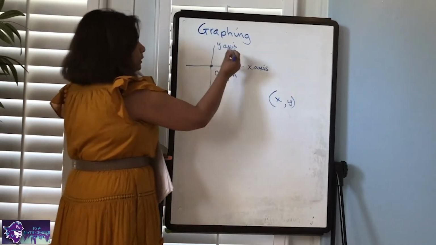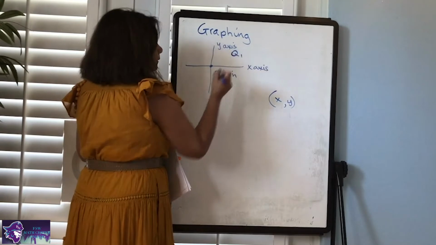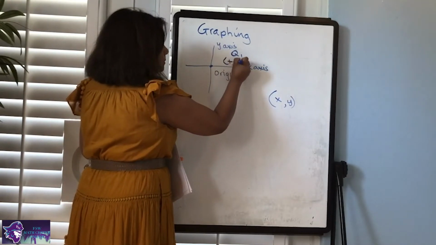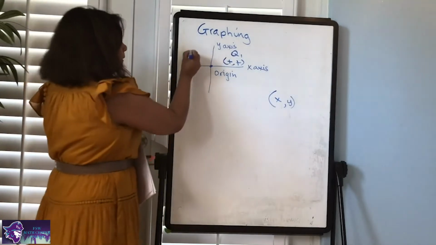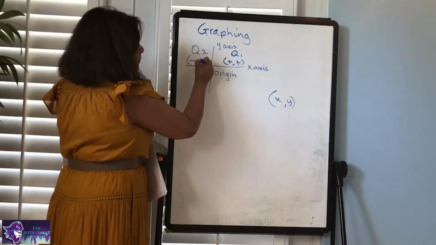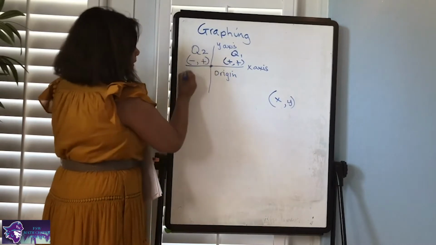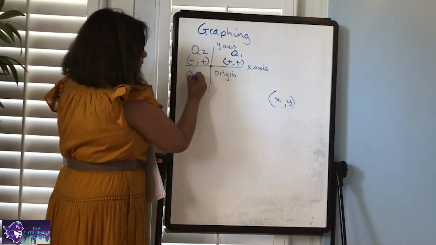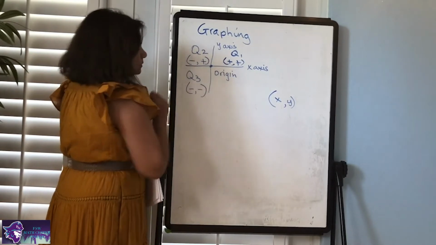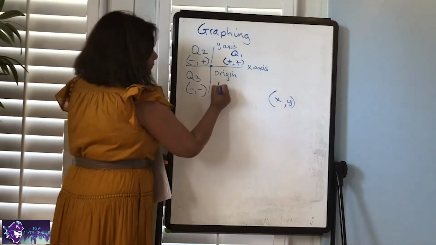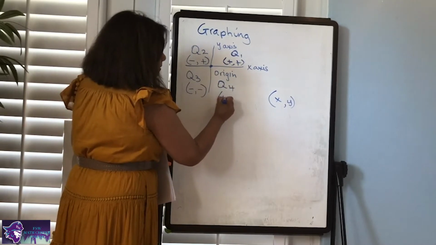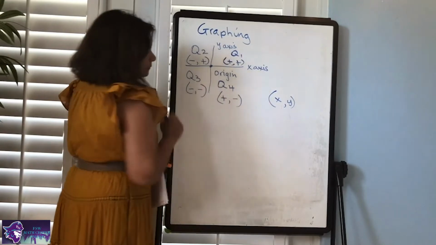In the first quadrant, this is quadrant 1, your x is positive and your y is also positive. In quadrant 2, your x is negative, but your y is positive. In quadrant 3, your x is negative and your y is also negative. And in quadrant 4, your y is negative, but your x is positive.